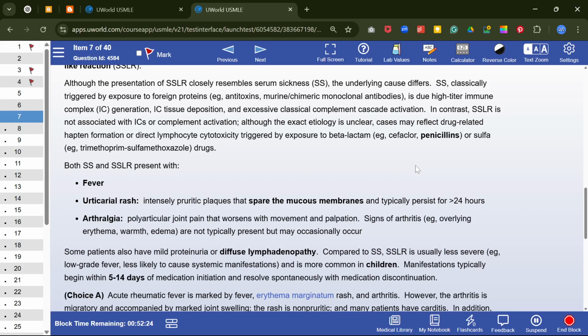Compared to serum sickness, serum sickness-like reaction is usually less severe, with low-grade fever, is less likely to cause systemic manifestations, and is more common in children. Manifestations typically begin within 5 to 14 days of medication initiation and resolve spontaneously with medication discontinuation.